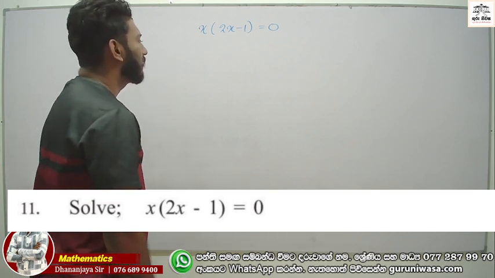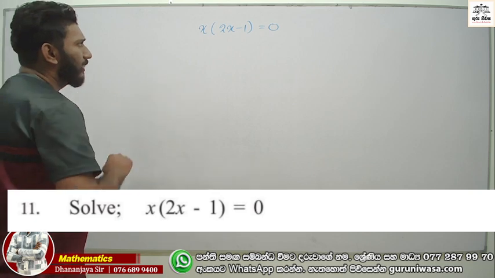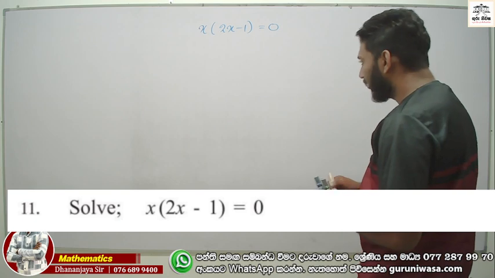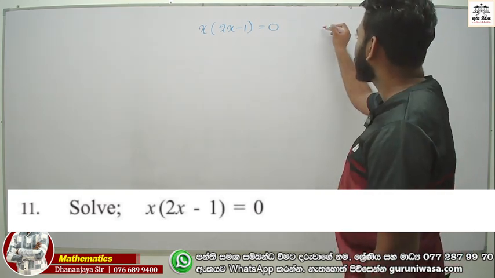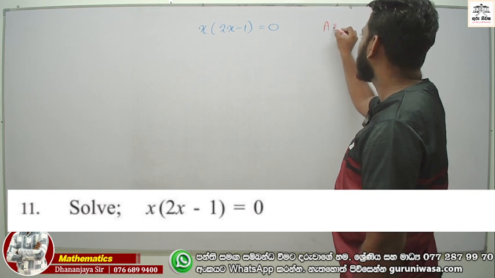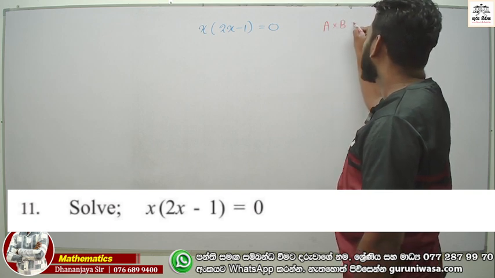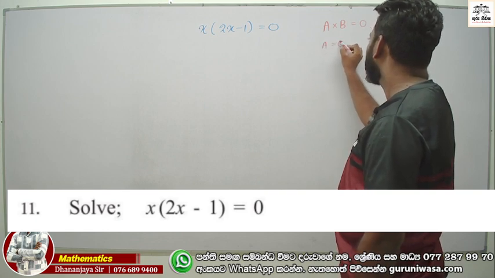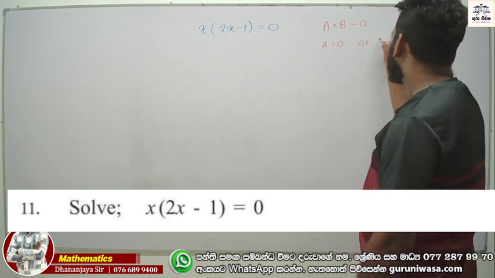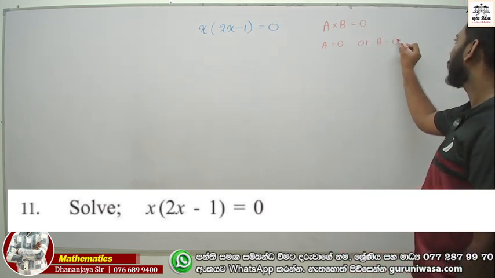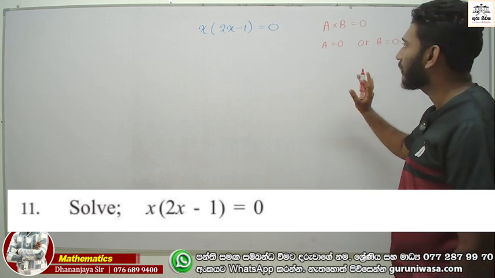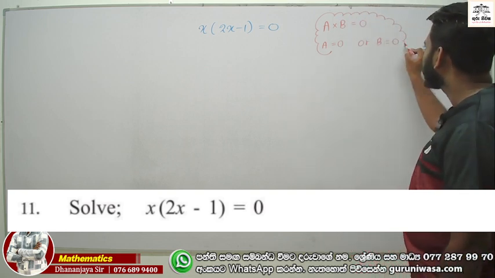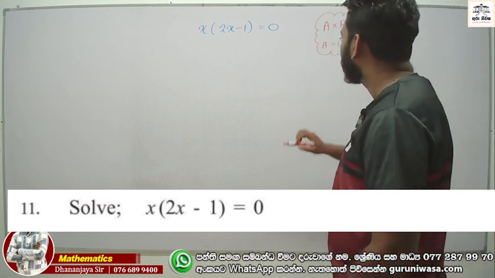Now you can see this is the product of the two factors. And we have a logic answer like this. We discussed it in grade 10 also. A into B becomes 0. What is the logic? A should be equal to 0 or B equals 0. That's the logic. This is the logic, right? Every factor can become 0.